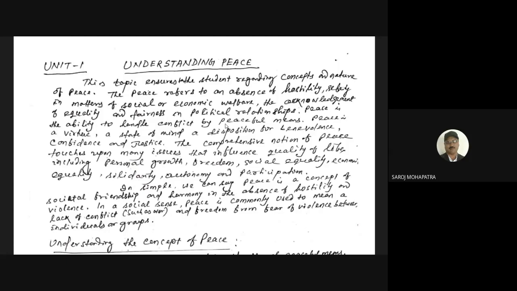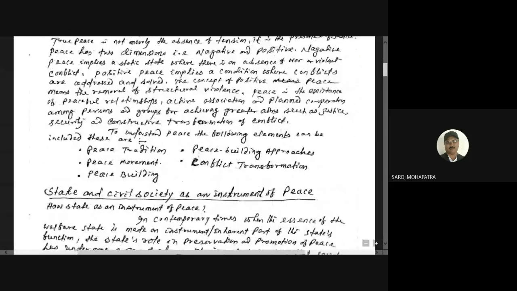So to understand peace, the following elements can be included: the peace tradition, peace building approaches, peace movement, conflict transformation, and peace building. So these elements have been included.